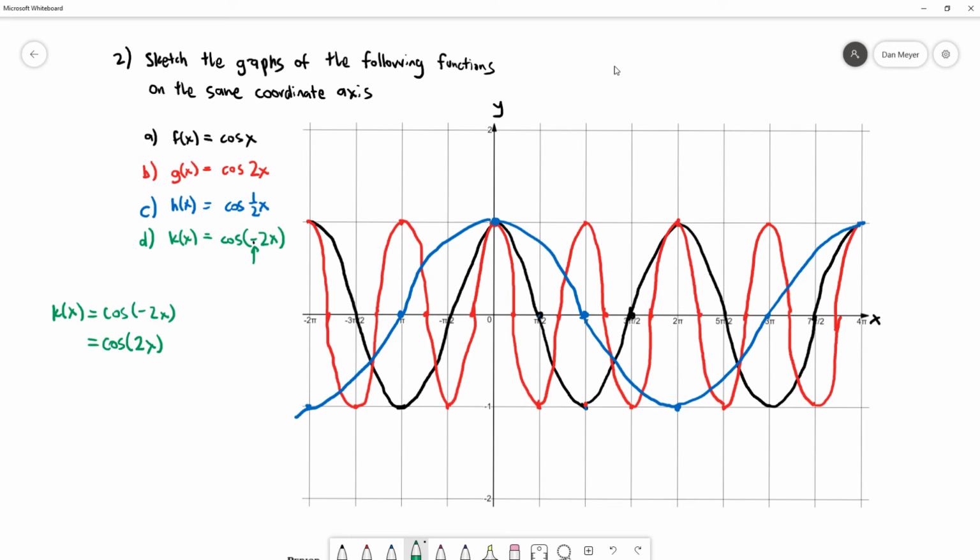We don't have to have a special tool for dealing with horizontal reflections or reflections across the y-axis, because we have these even and odd properties for sine and cosine that I think are maybe a little bit easier to deal with. So actually, the graph of cosine of negative 2x, the green graph, is the same as the red graph. Okay.